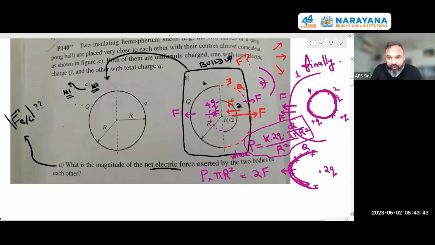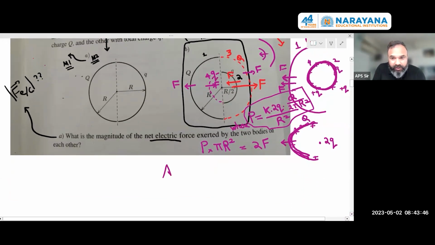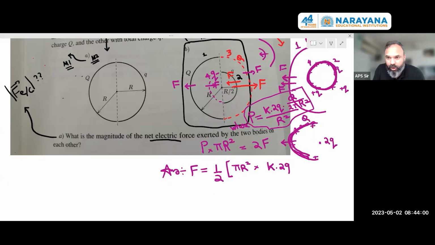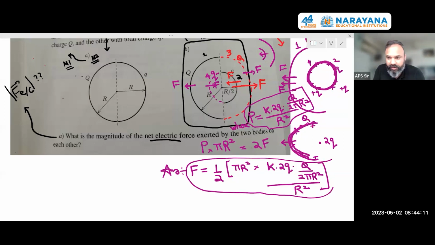So effectively now, where we are heading, my answer to the question, F, was required. So it is 1 by 2 times this expression, and that was pi R square multiplied by the pressure. And the pressure I've written as K into 2 small q into capital Q upon 2 pi capital R square, divided by R square. Now you can open up the brackets and just write the answer, but the expression of the result will be the same.